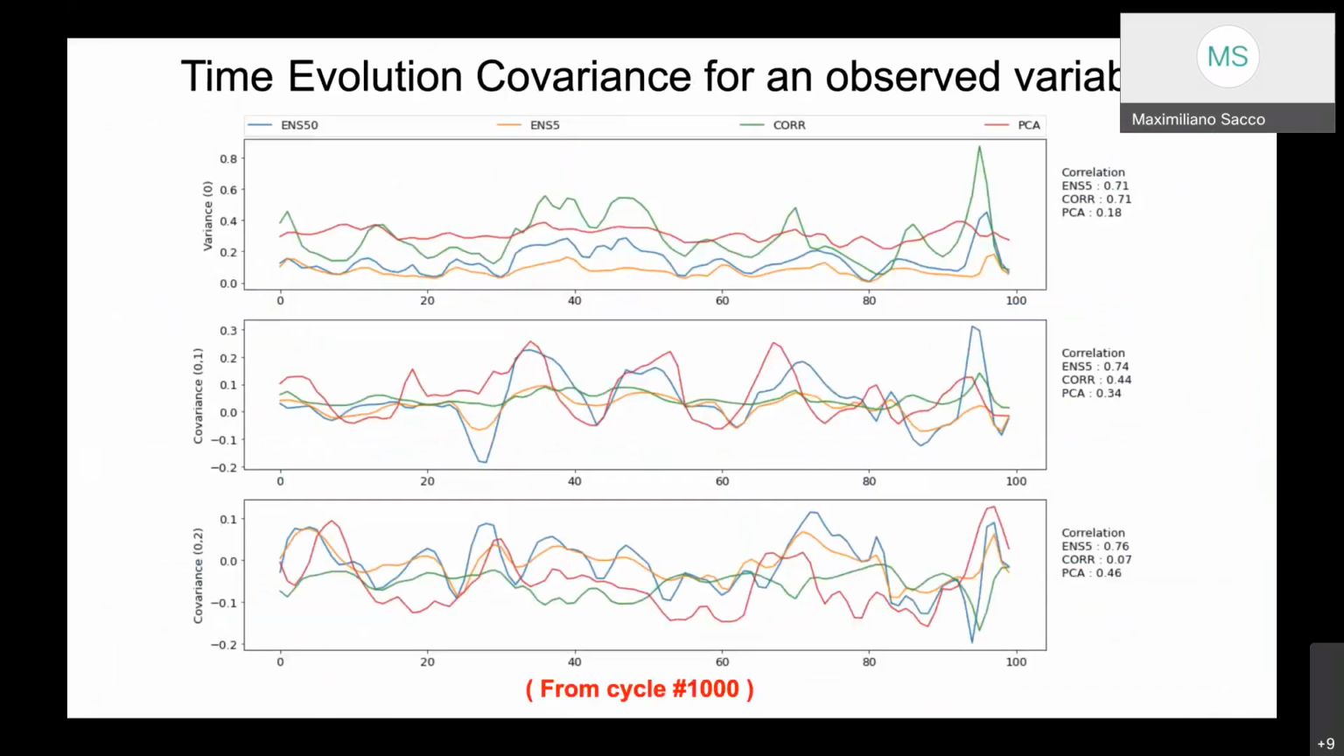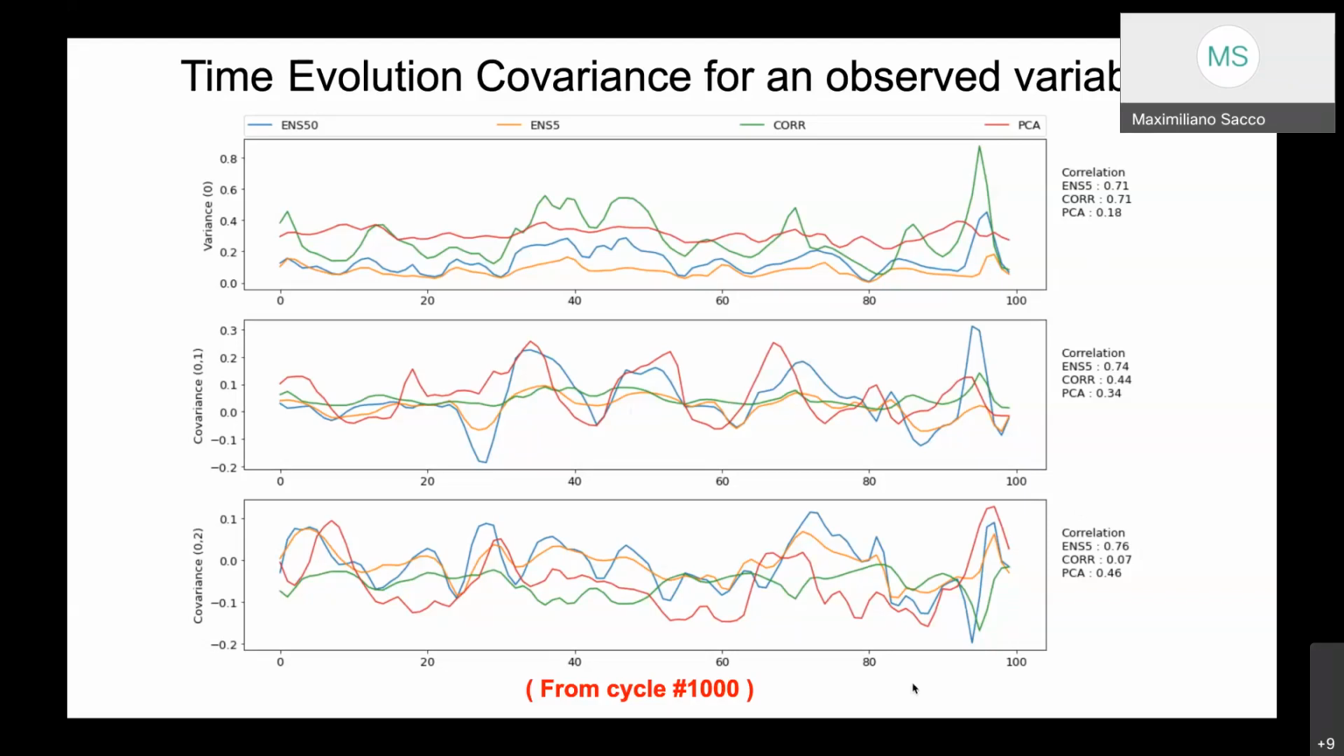Now let's see how these covariances evolve over time. This figure shows the time evolution over 100 assimilation cycles of only one state variable. In this case, it's an observed variable. Remember that not all the variables are observed. The figure on top shows the evolution of the variance for each experiment. The figure in the middle shows the value of the first covariance, and the figure on the bottom, the value of the second covariance. And on the right are the correlation coefficients of each method with the 50-member ensemble.